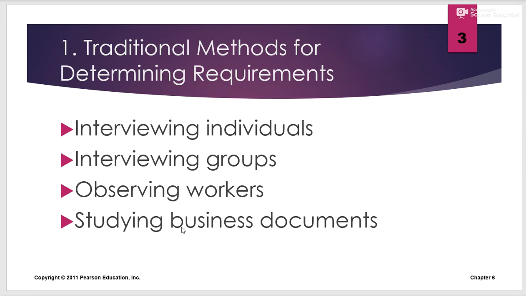Now, for studying business documents, we have 4 different types of documents that we can get from the company. The first one is called procedural documents. Procedural documents describe the procedure of how things are conducted in the company, which is a sort of formal way, but we know that things are done in the informal way most of the time. So the first one is this one.